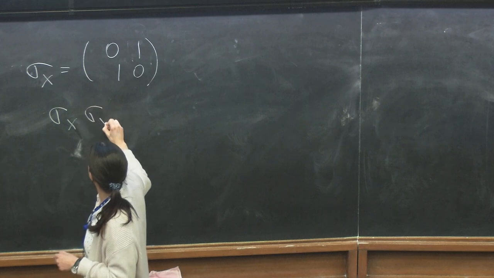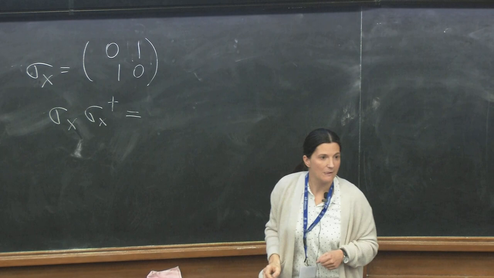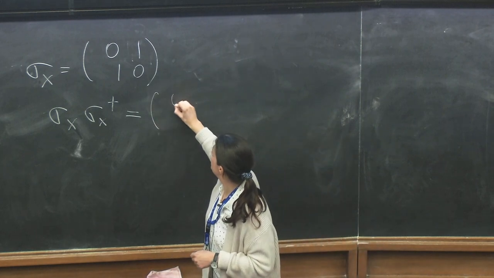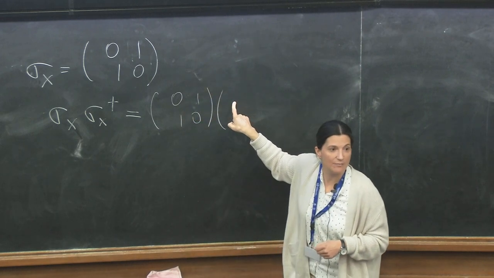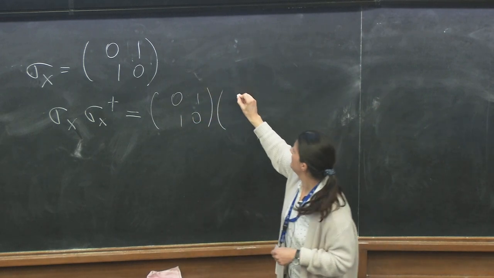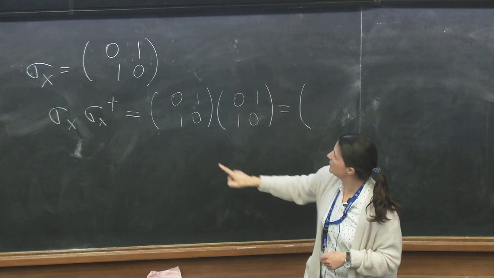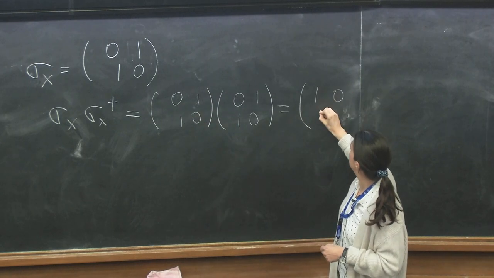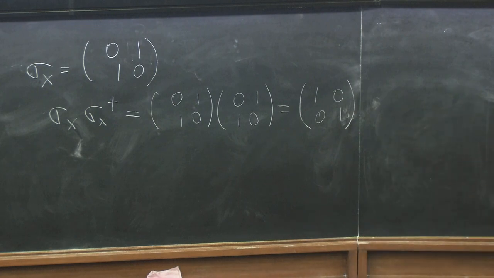So sigma x conjugate, right? So you have this, times the same. And if you do this, because you have to do the dot product between it, if you do the math, you should get your identity matrix. So that's how you show it.